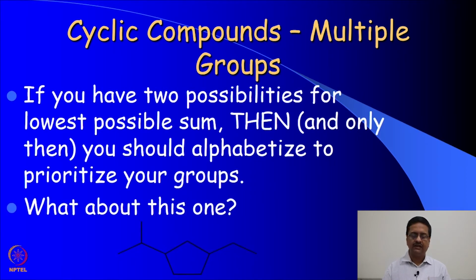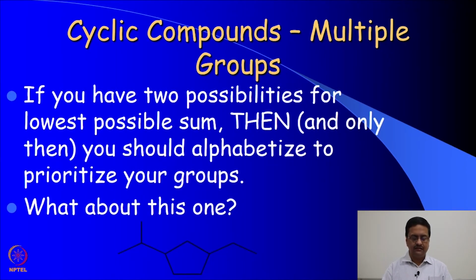Now, we have another possibility. We have 2 different groups attached to a cyclic compound. So, when we have two different groups attached to a cyclic compound, we need to prioritize them using the first alphabet of the name. So, we should alphabetize each of them and try to write the name of that compound. So, look at the molecule here.